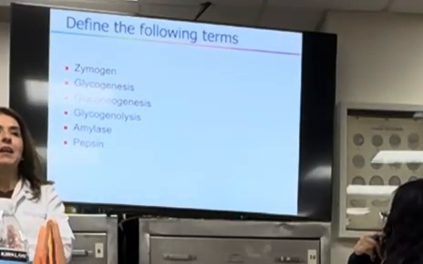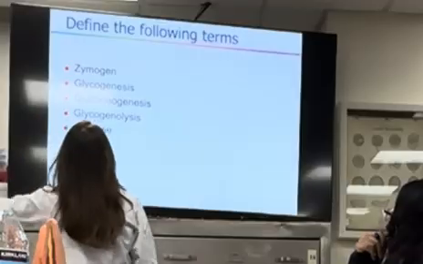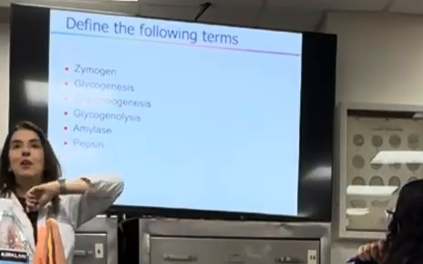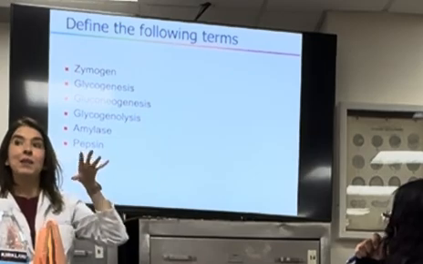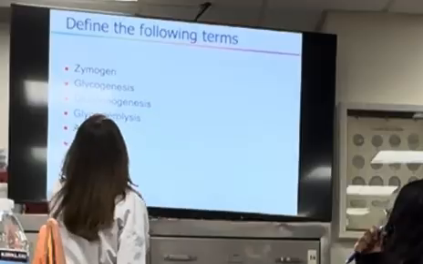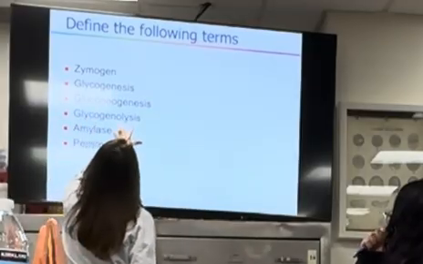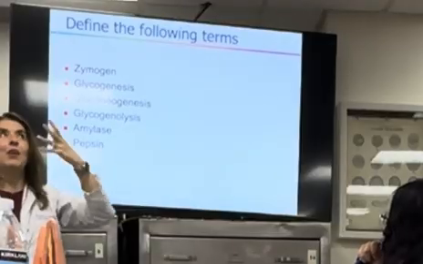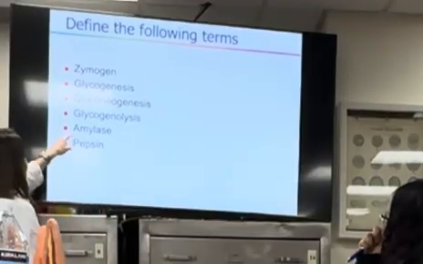Synthesis of glycogen. What is gluconeogenesis? Synthesis of glucose from proteins and lipids, or lipids and proteins, or fats. How about glycogenolysis? The breaking of glycogen. Breaking down glycogen. What is amylase?